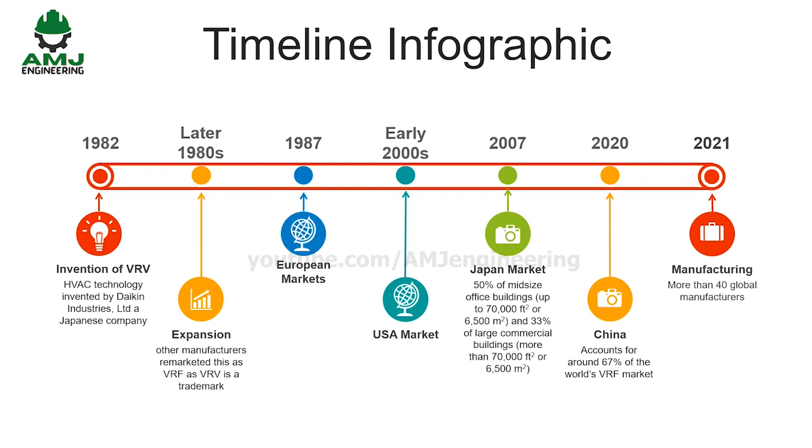By 2007, VRF systems were installed in Japan on 50% of mid-size office buildings and 33% of large commercial buildings. A study in 2020 estimated that China accounts for 67% of the world's VRF market. Today, there are more than 40 global manufacturers of VRF systems. On top come Mitsubishi Electric and Daikin.